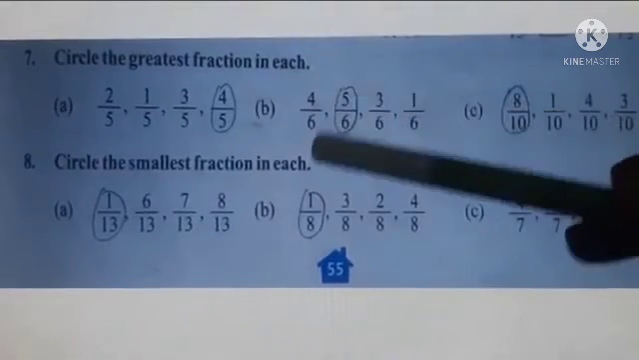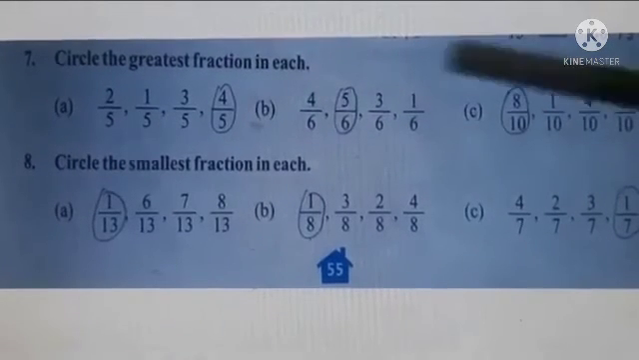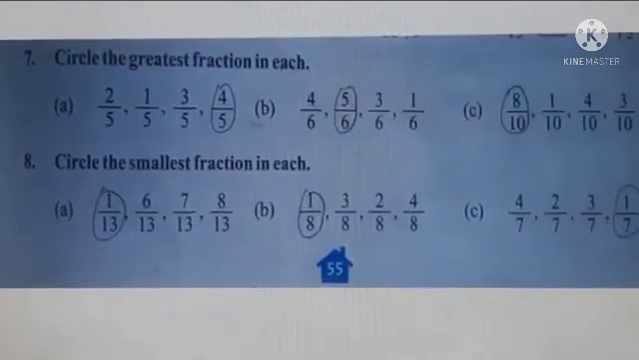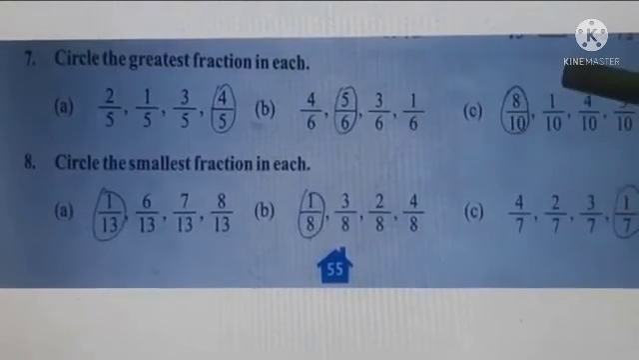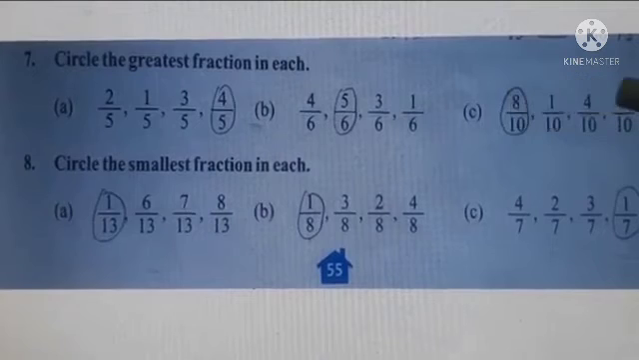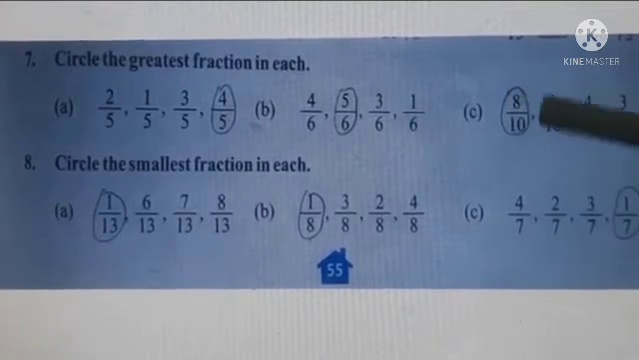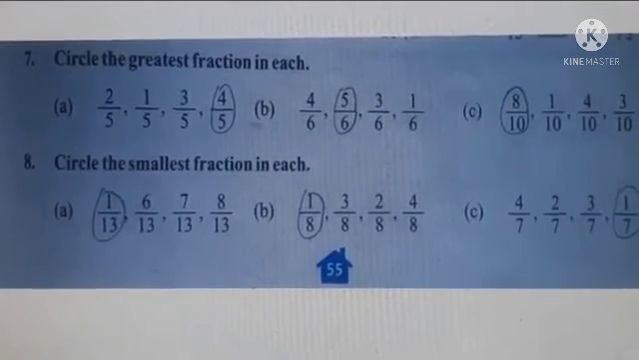B part, 4 upon 6, 5 upon 6, 3 upon 6, 1 upon 6. So the greatest fraction is 5 upon 6. C part, 8 upon 10, 1 upon 10, 4 upon 10, 3 upon 10. Denominators are same, like fractions are there. So we will check the numerators. 8 is there. So 8 upon 10 is the greatest fraction.